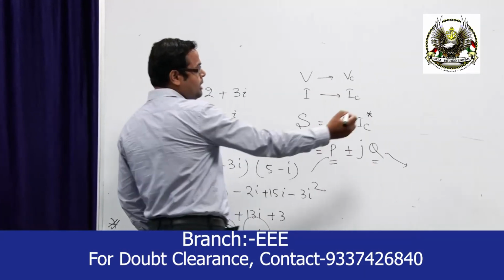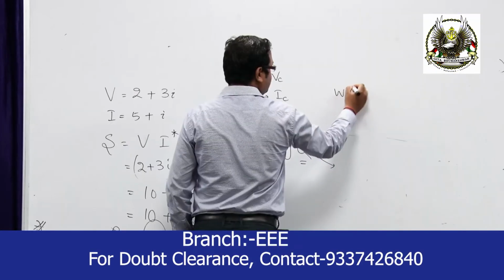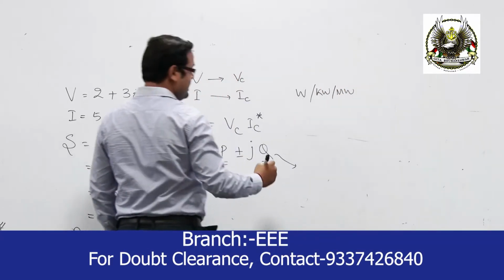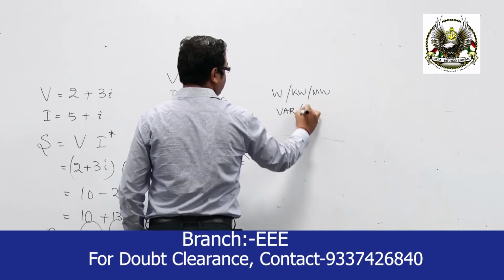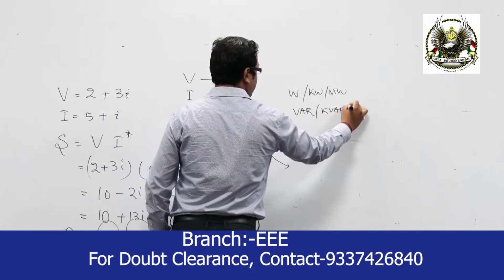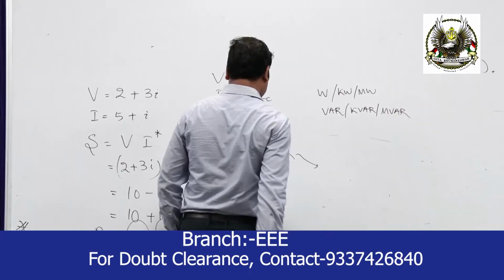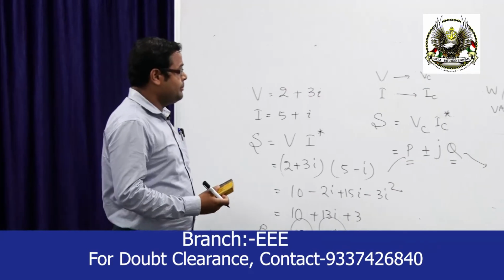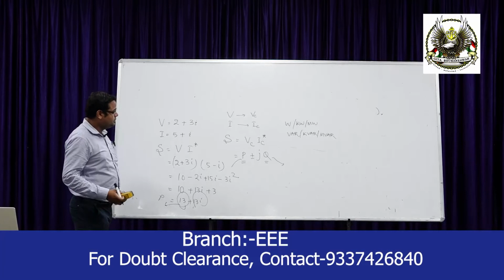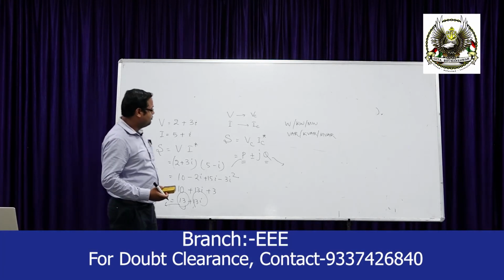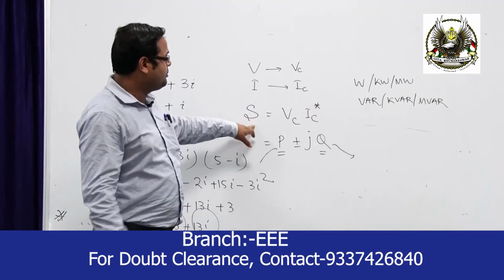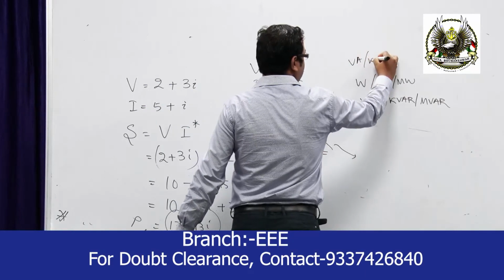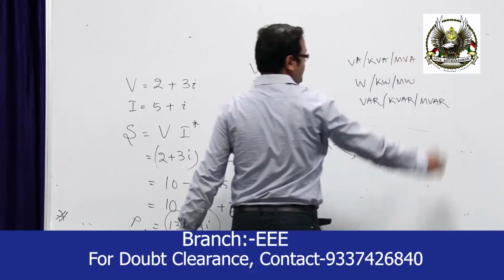You know the unit of real power is watt, kilowatt or megawatt, and the reactive power unit is volt ampere reactive or kVAR, kilovolt ampere reactive or mega volt ampere reactive. If you are taking V in volt and I in ampere, the unit of apparent power is volt ampere or kilovolt ampere or mega volt ampere.